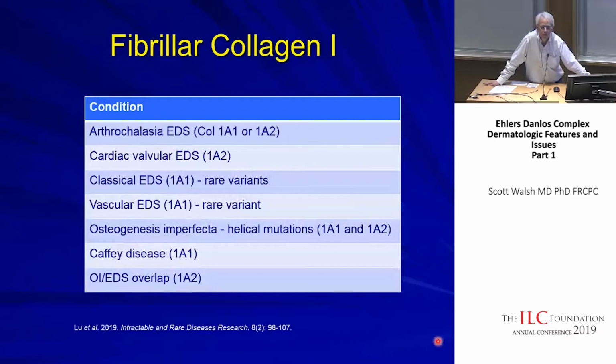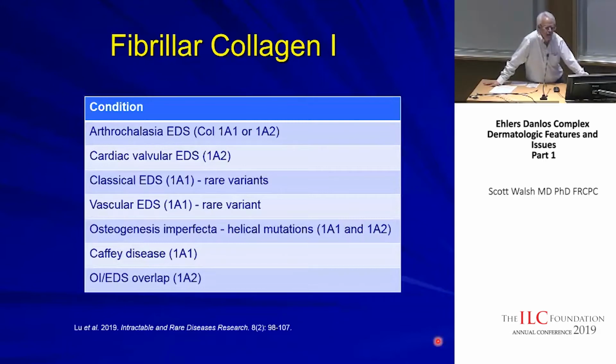So there's many different types of Ehlers-Danlos that are also caused by collagen 1 mutations, from the arthrochalasia type, cardiac valvular type, classic rare variants, vascular rare variants, osteogenesis imperfecta, many variants, Caffey's disease where you make too much bone, sort of a variant of osteogenesis imperfecta, and there's an overlap syndrome where you have features of osteogenesis imperfecta and Ehlers-Danlos.